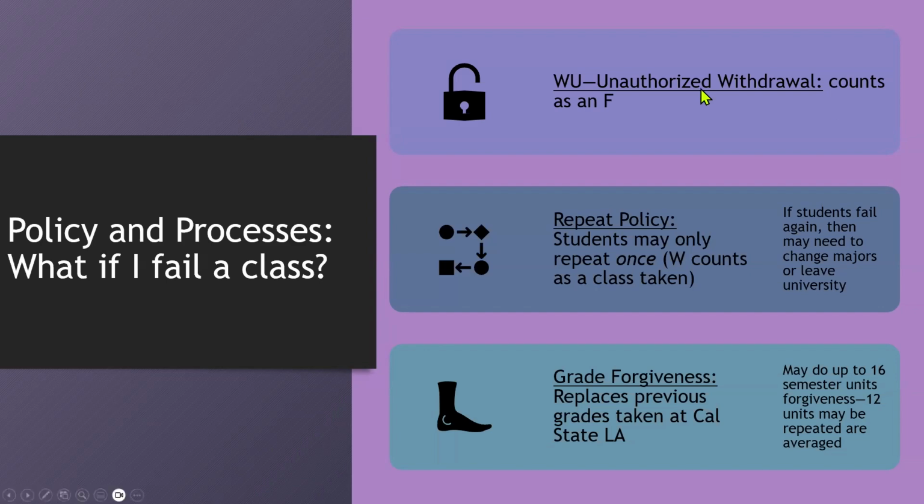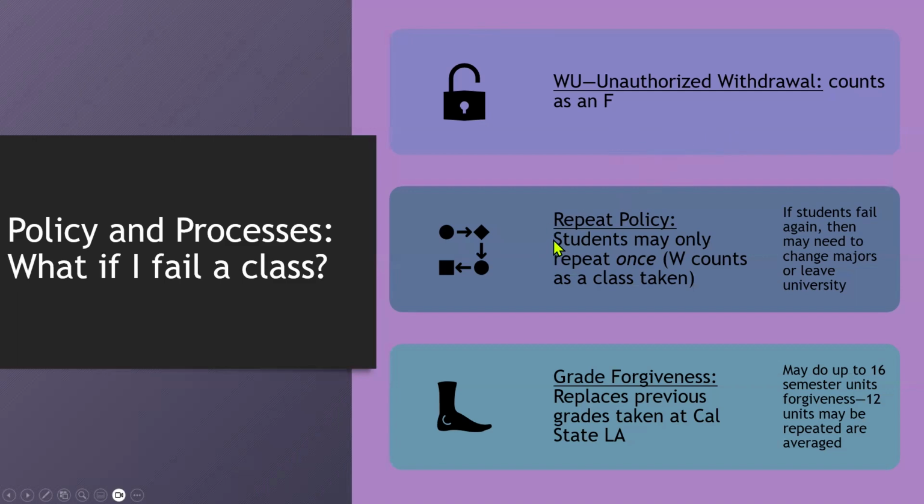And if you don't show up, the professor will give you a WU. A WU is an unauthorized withdrawal, and that counts the same as an F. So keep that in mind, okay? So if you stop attending a course, make sure you withdraw from it properly. You can make an appointment and then we can discuss the procedure on how to withdraw from a course.